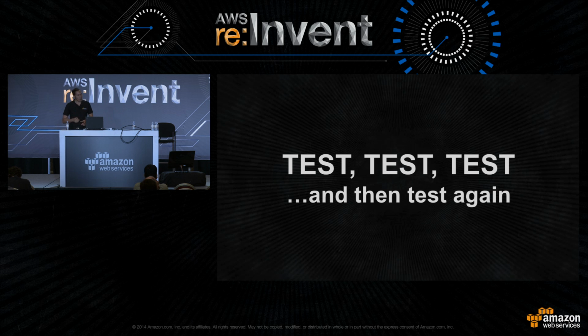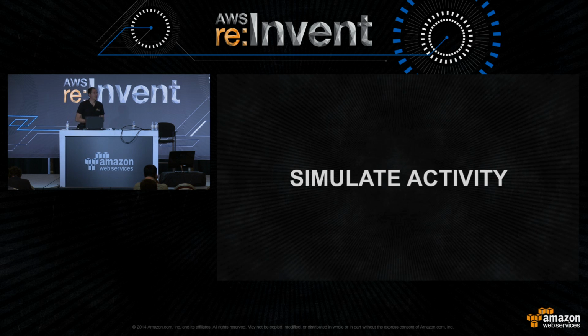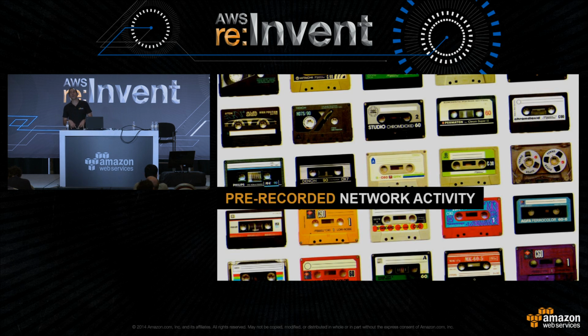So the way to test it is to simulate activity, to do a real test situation. There are a couple of techniques you can use. My favorite one is pre-recording network activity. It's a little bit like the VHS metaphor. You record a TV show and then you replay it as many times as you want, right?